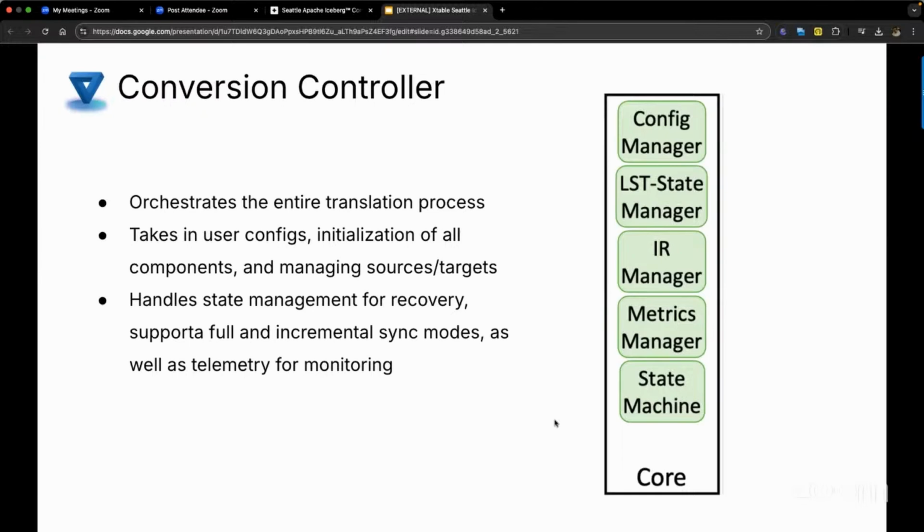Also, it has modes for doing a full sync or an incremental sync. So say I've already synced 5 commits in my table, and now 3 new commits come. I don't want to have to look at the entire timeline of events. I should just look at what's changed between them.